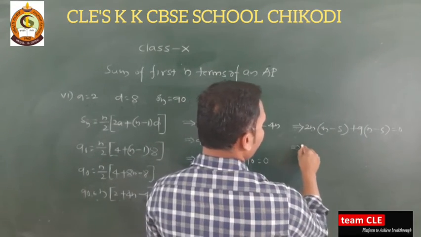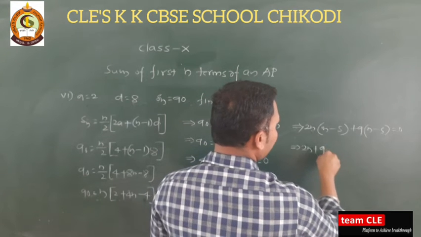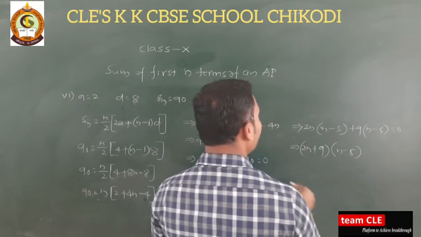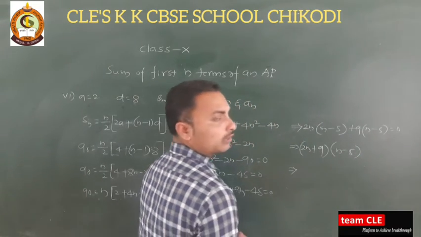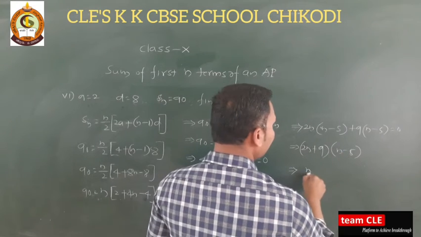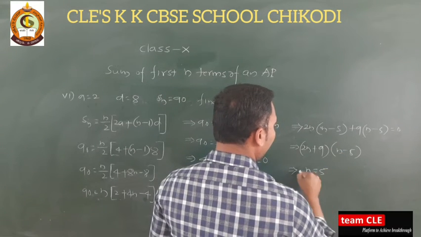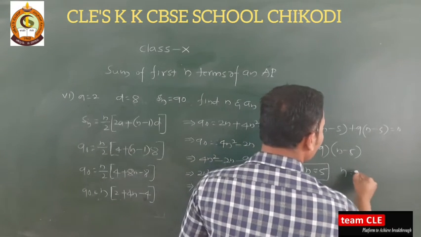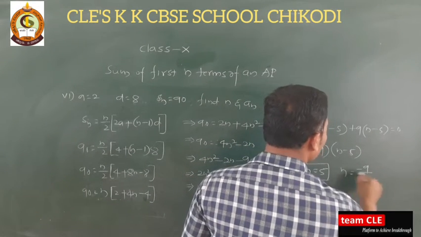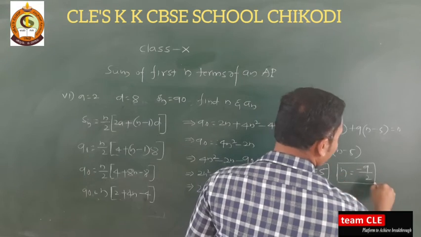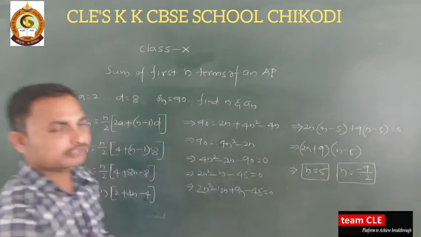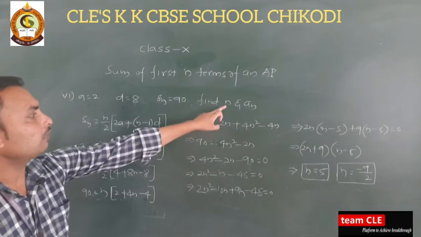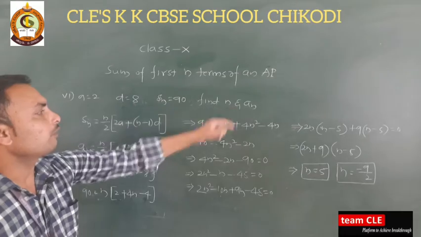So this implies again we have 2n plus 9 in one bracket, and one more is n minus 5. So now this becomes, we'll get here n is equal to how much? 5. n is equal to 5 we'll get here. Now again we have one more value, that is minus 9 by 2. So these two values we get, but which is the correct one here? n is equal to 5. Fraction we can't take. So n is equal to 5.